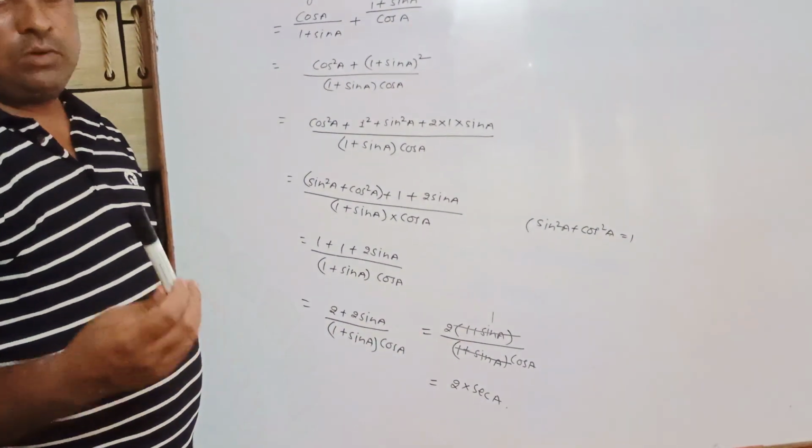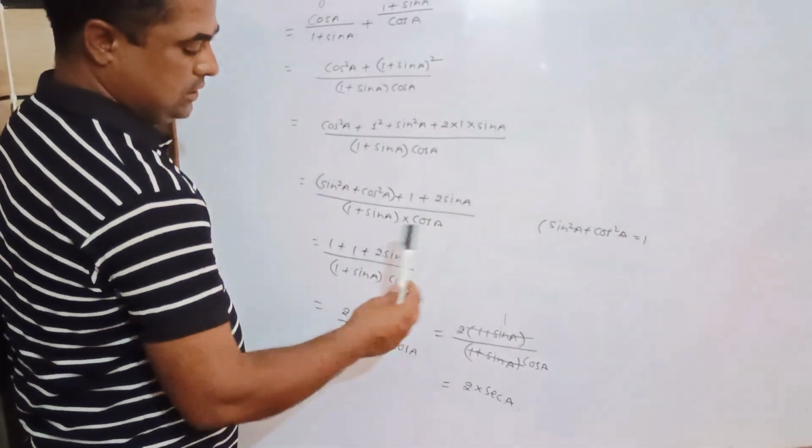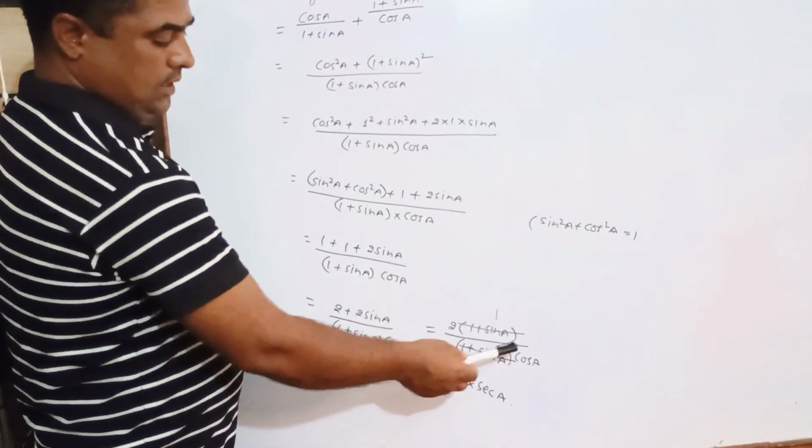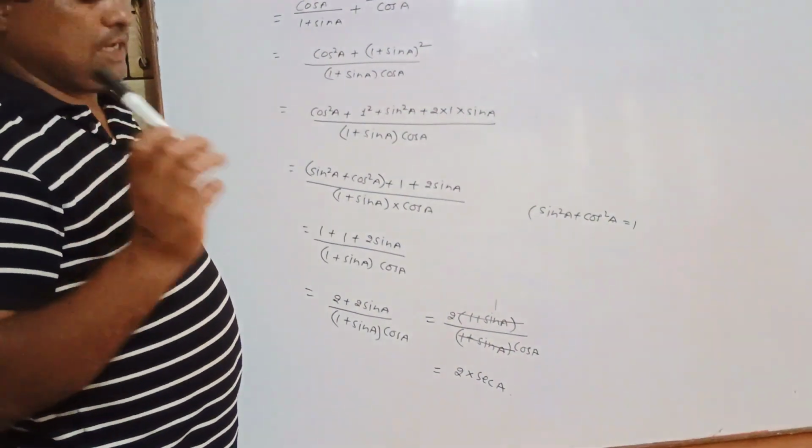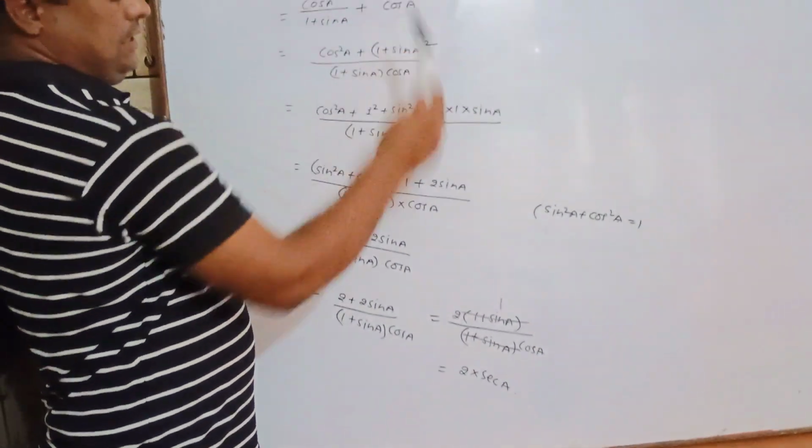These two terms are same, so this term is cancelled out by this term one time. This is 2 into 1 upon cos A. This is sec A. So this is 2 sec A, our right hand side.